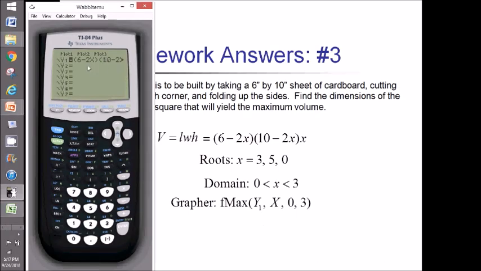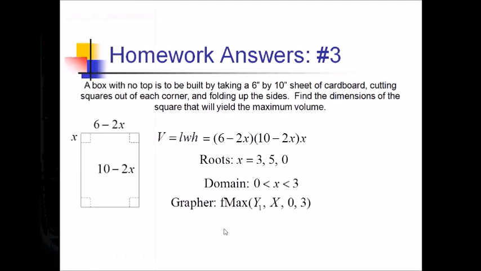So here we are in y equals. y1 is going to be that volume function I just came up with, right here. And then I'm going to quit out of here now and go to my math menu, option 7 for fmax, that's function max. Let me do alpha and then trace to get my menu with the y1 on it. I've stored my function in y1, and I'll do comma x, comma, we want the domain values 0 and 3, so 0 comma 3, and that comes out to roughly 1.21, and that's going to be in inches.